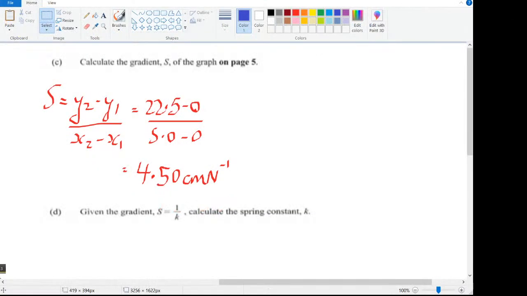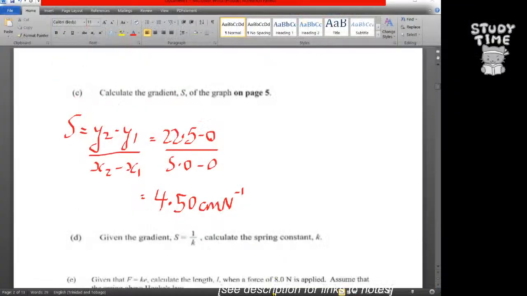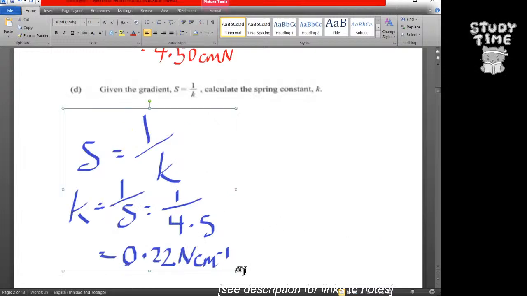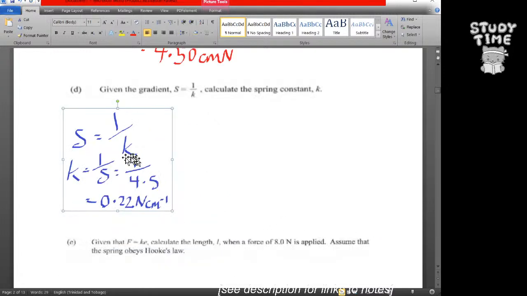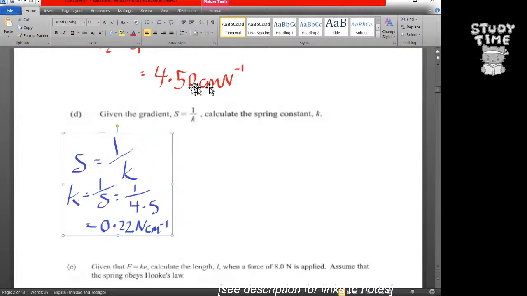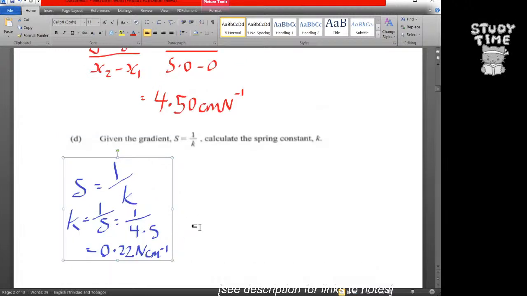I didn't notice I switched back to Paint. But let me show the work in here. So again, S is 1 over K, so K is 1 over S. 1 over whatever you get, even if you work out the gradient wrong, you would still get your marks. You would have error carried forward. But as I say, I used table values for the gradient, so I would have something a little different from this.